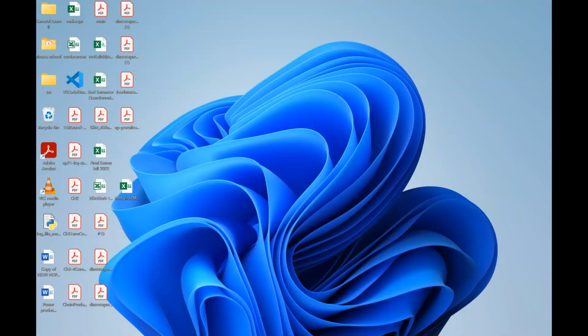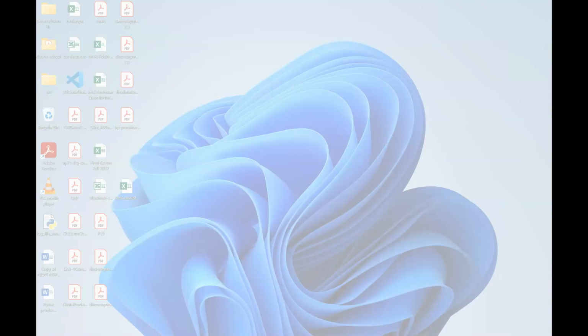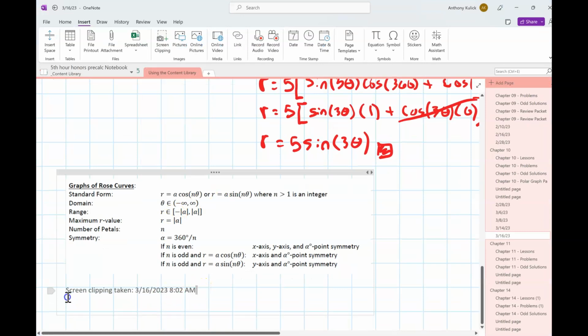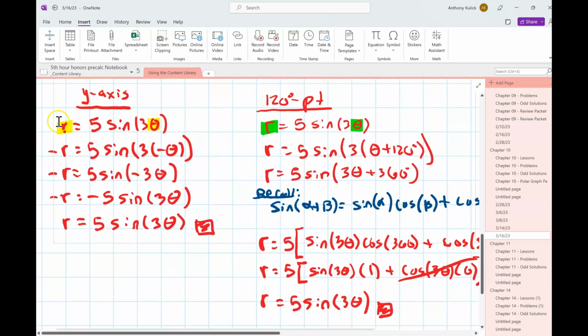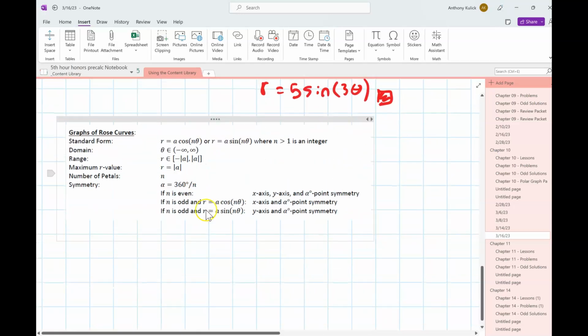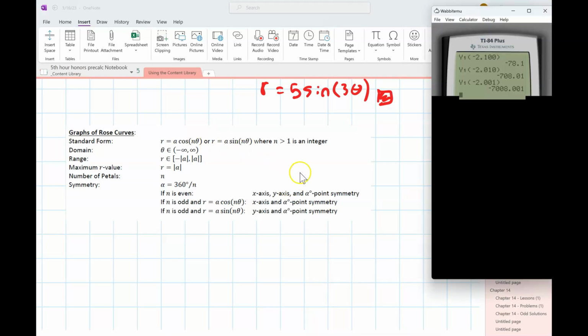So one is called a rose curve. A rose curve is something that's of the form r equals a times cosine n theta, or r equals a times sine n theta, where n is greater than 1. So this last function we just looked at, r equals 5 sine 3 theta, is a rose curve, right? That fits the definition here.